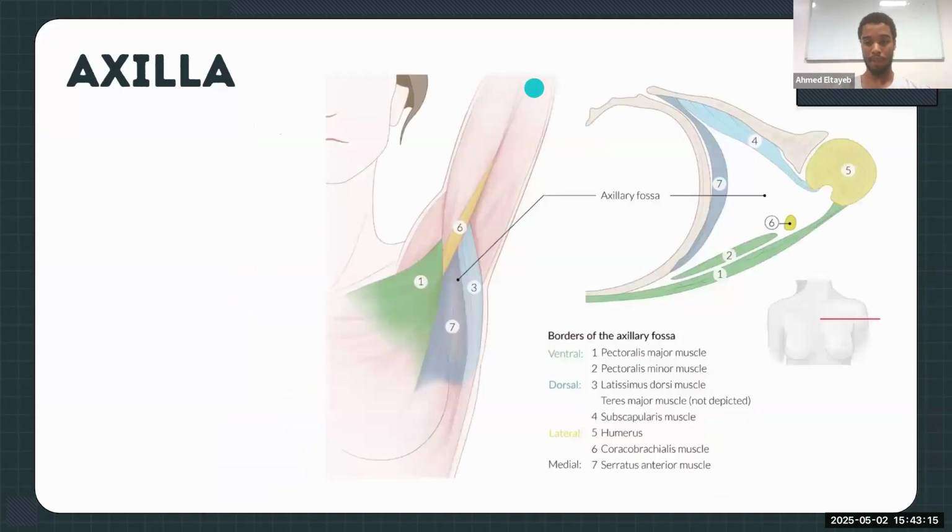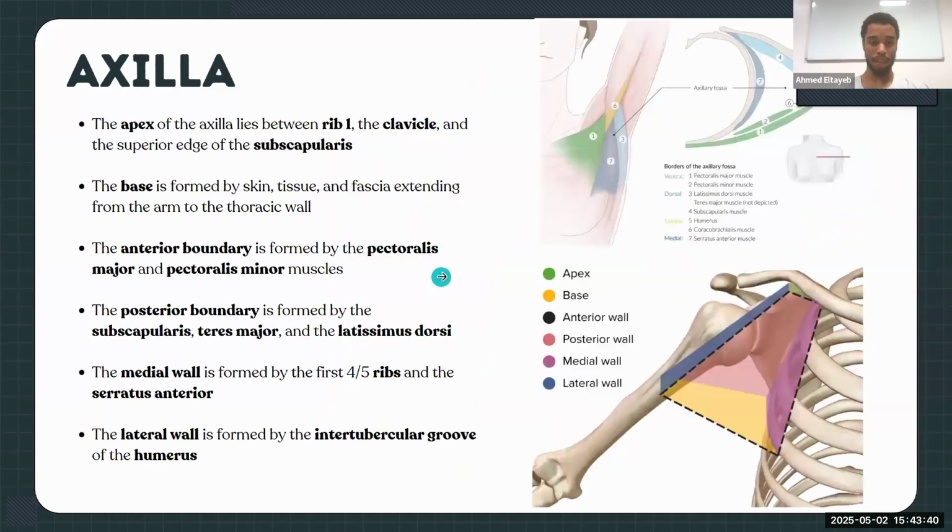I have a better diagram here to visualize for you. So anteriorly, we have the pectoralis major and pectoralis minor. Medially, we have the serratus anterior. And posteriorly, you can't really differentiate, but you have the latissimus dorsi, teres major, and subscapularis. And this is the humerus and the bicipital groove of the humerus. This is everything I said.